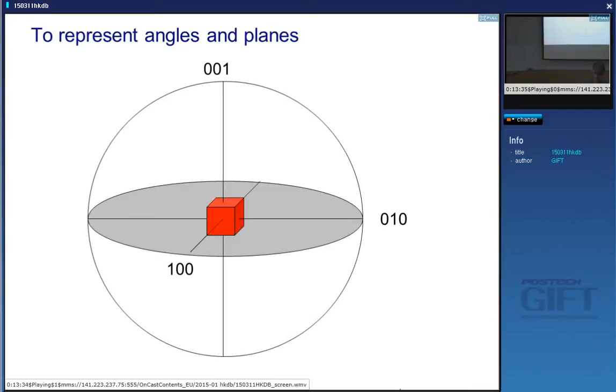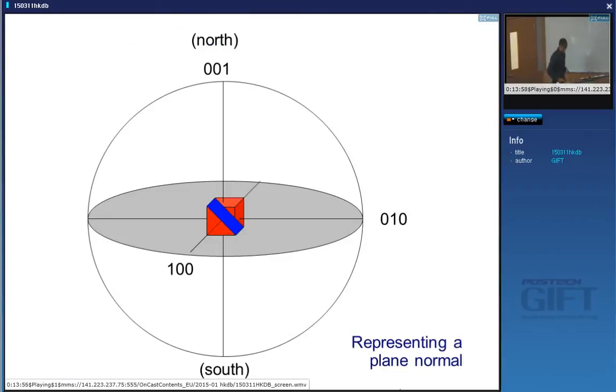Right, now I want to plot on this the plane normal to, let's say, the 011 plane. Okay, so if I draw the 011 plane, it will look like that, because it's not intersecting the x-axis except at infinity. It intersects the y-axis at 1 and the z-axis at 1. So it's the 011 plane. And of course, I want to look at the normal to that plane, because a plane is represented by its normal. So that's the normal to that plane, and it intersects the sphere at this point here.